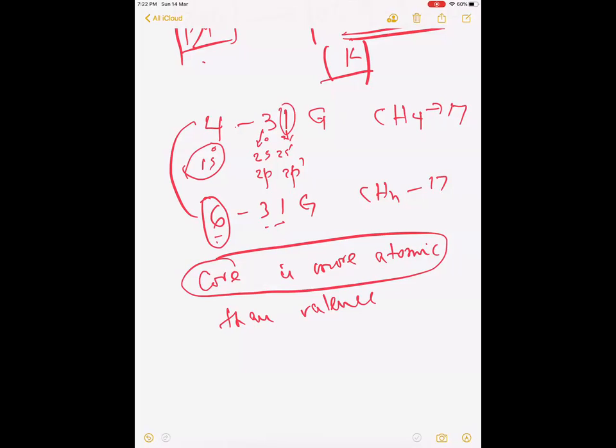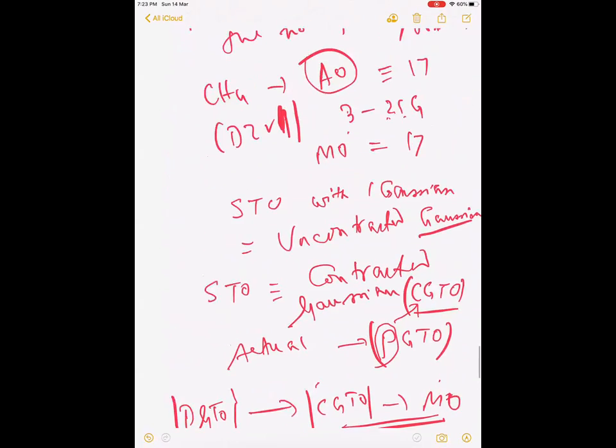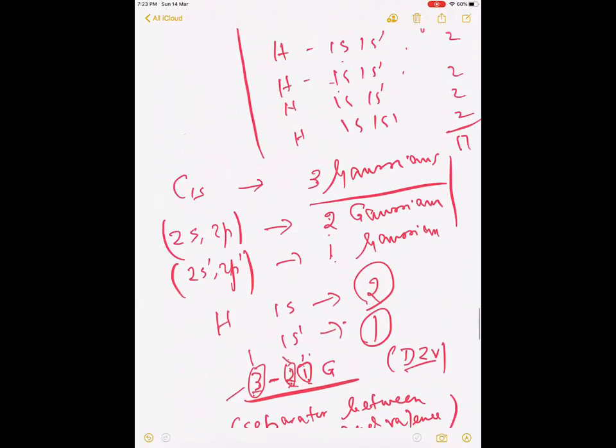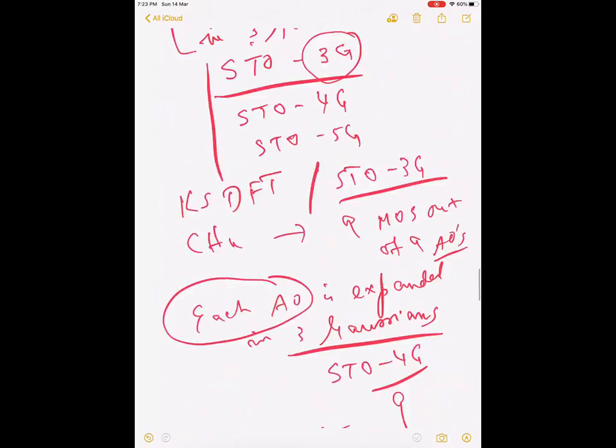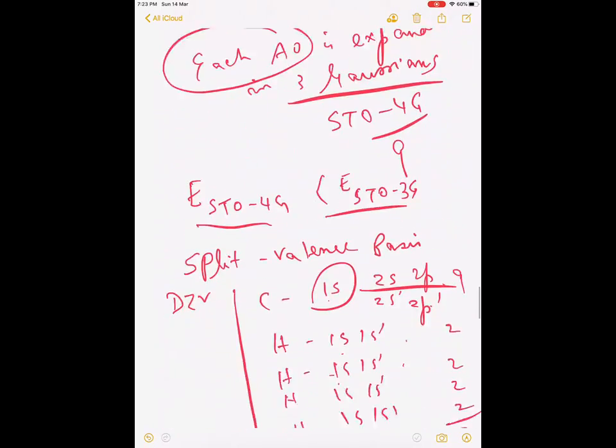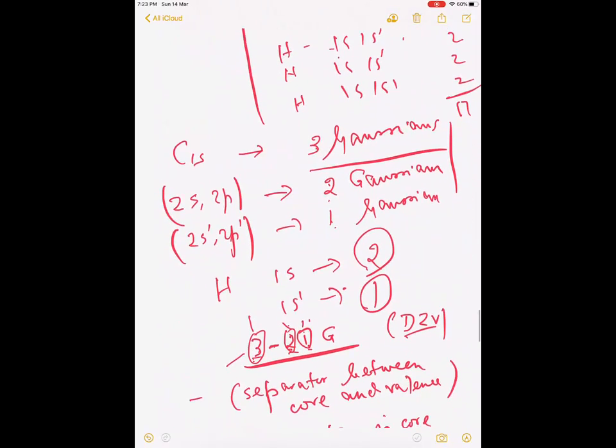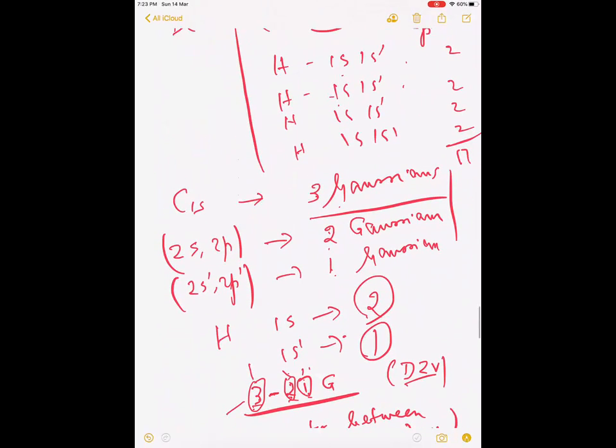One good valence, which also has a less number of Gaussians, but the core is very tight, and I don't need too many core functions. But if I'm using core, I must use a good core orbital. That is the reason. The idea is always to use a balanced basis set. So when I use 321G, I did exactly the same thing. I used 3 Gaussians for the core, and then 2 and 1 for the valence.